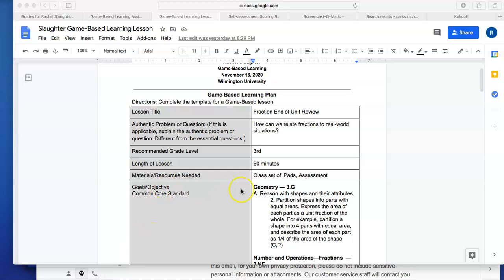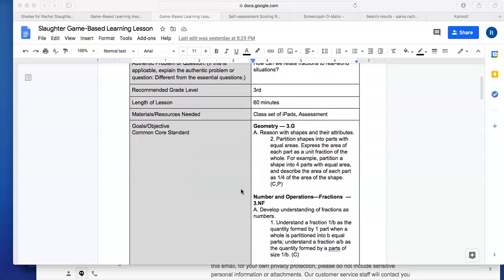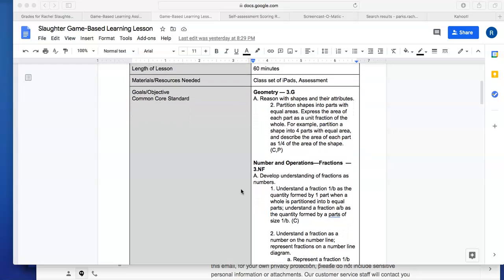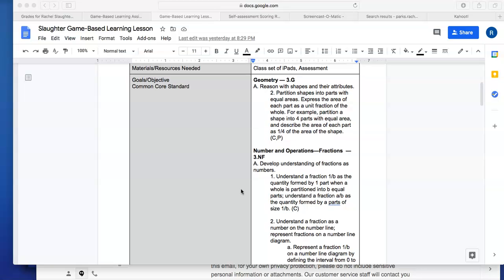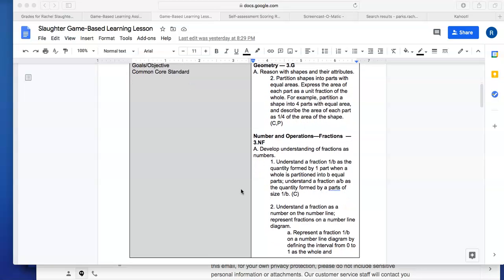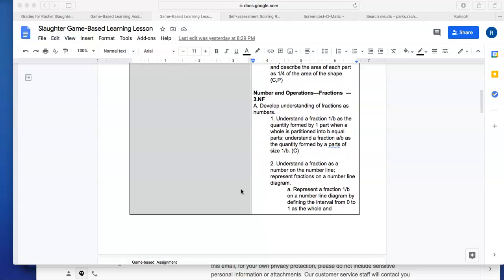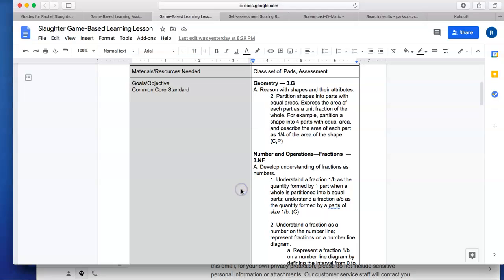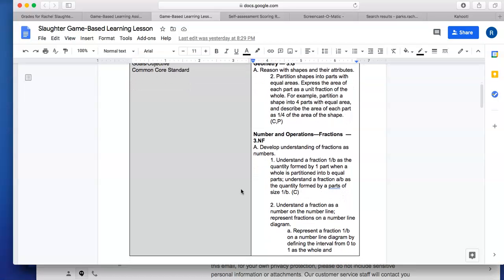This lesson is recommended for 3rd grade, and it would last about 60 minutes. So the standard that I will be using is 3.G.A.2 and also 3.NF.A.1 and 2A. So 3.G.A.2 is partitioning shapes into equal parts with equal areas, and then it's expressing the area as a unit fraction.